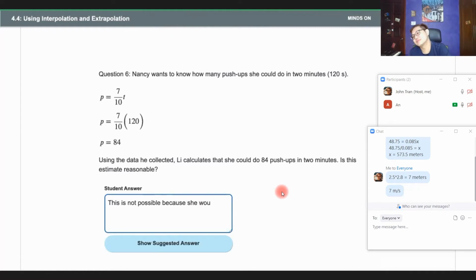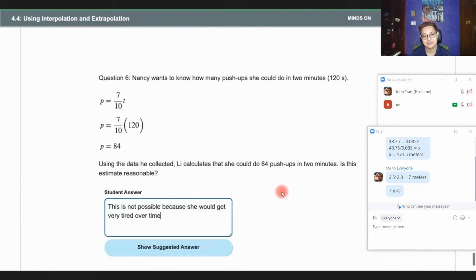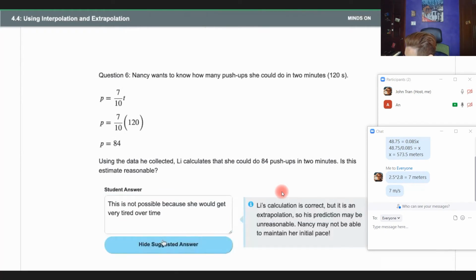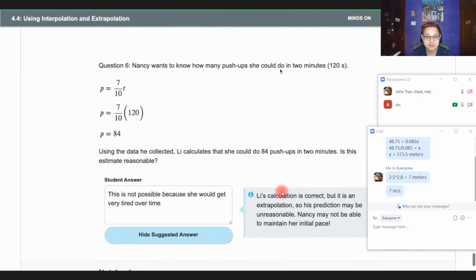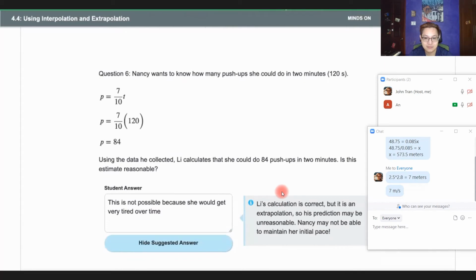She would get very tired over time. Impossible to maintain that initial pace.